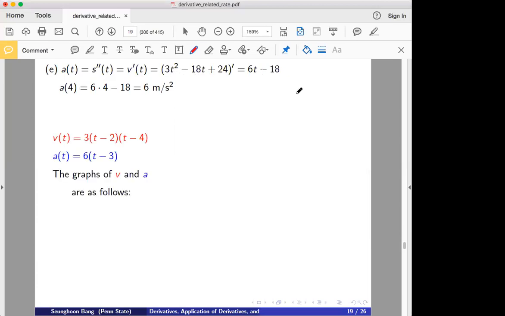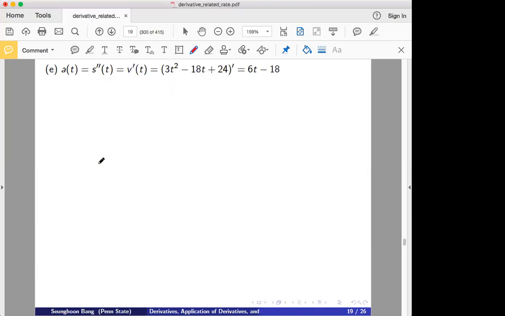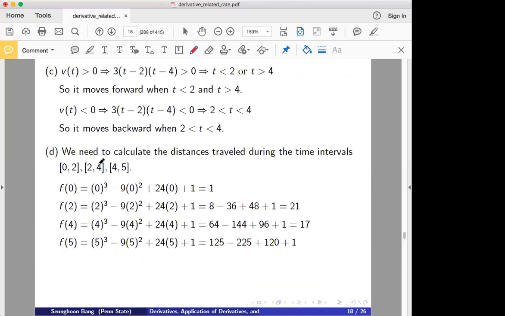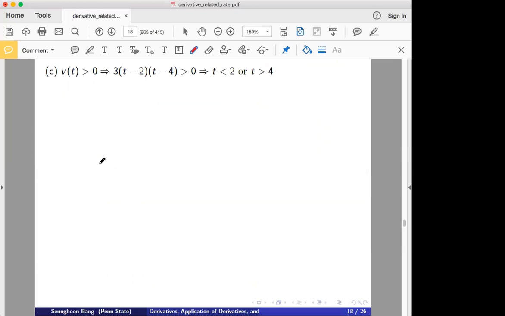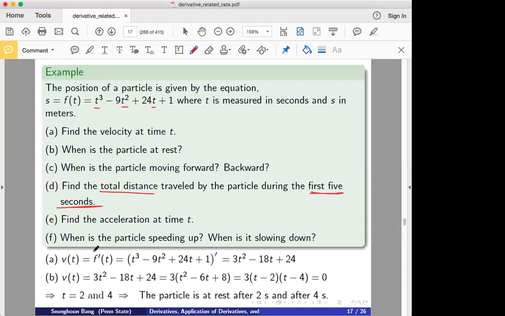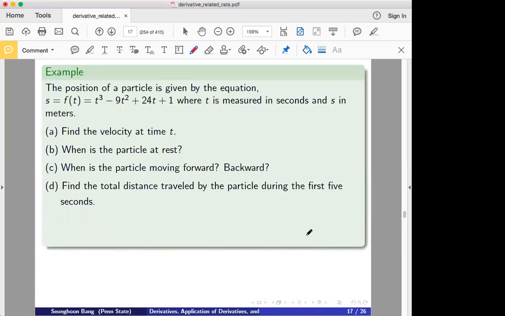So let me see. We can just sketch the graph of the velocity and the acceleration. So why do you need this graph? We are going back to our problem. The last problem is here. When is the particle speeding up? When is it slowing down? If you don't find this kind of answer, what's the best way?